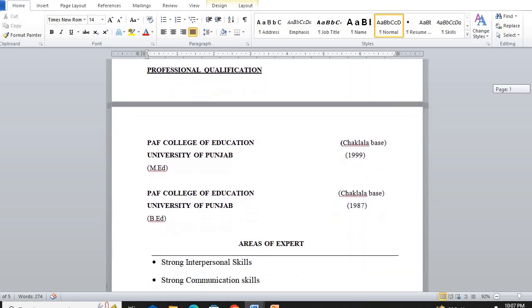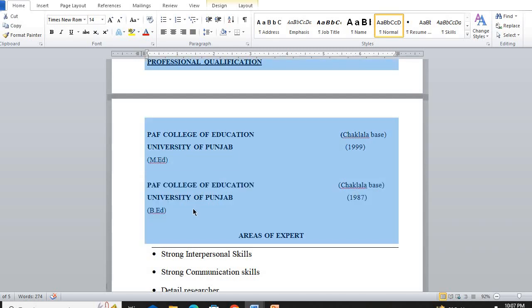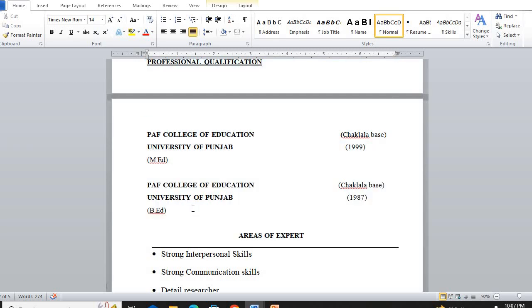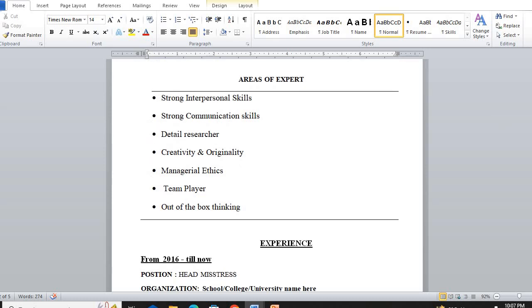Then you have professional qualification, which also means any kind of MA, BA for those who want to seek a job for the government organization, right? Or for the government itself. Here you can see MA done in this year and BA done in this year. Then you go down, areas of expertise. Now this is also called skills and competencies. Strong interpersonal skills, strong communication skills, detailed researchers, and so on.